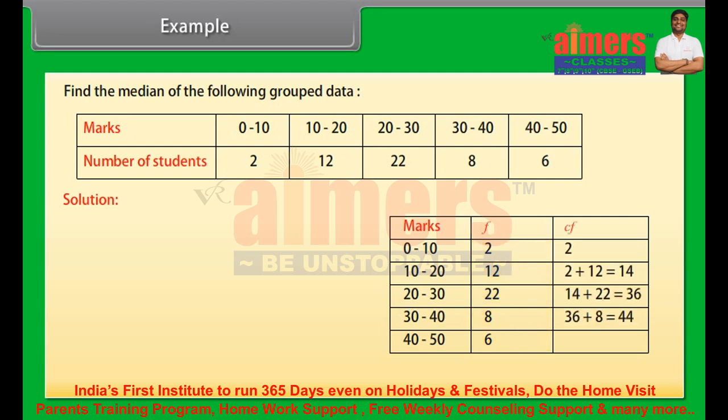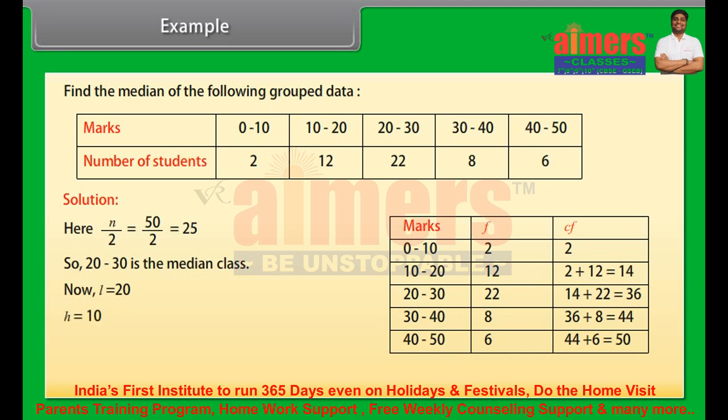In the third column, we find the cumulative frequency. After that, n by 2 equals 50 by 2, which is 25. So, 20 to 30 is the median class. Now L is 20, h is 10, CF is 14, f is 22.